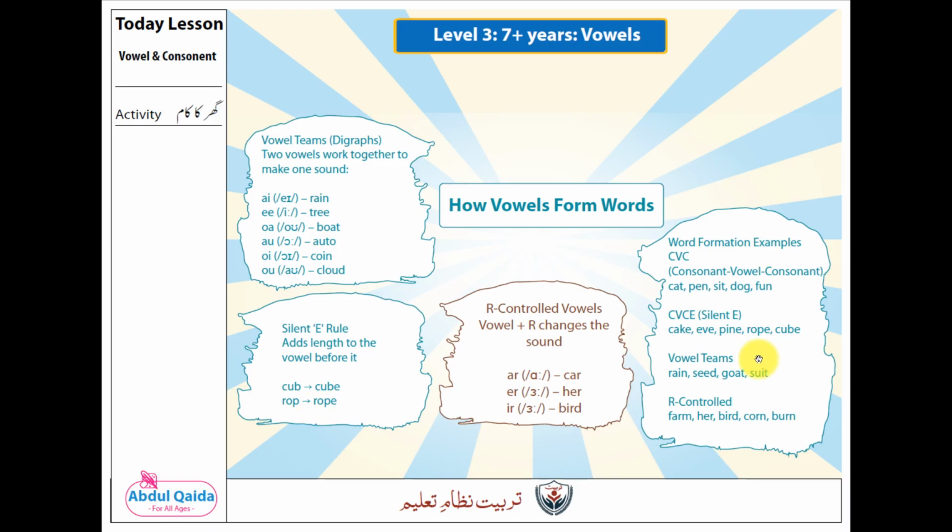Vowel teams. Vowel teams are also referred to as digraphs. Two vowels work together to make one sound. For example, AI is used in the word rain. Double E is used in the word tree.